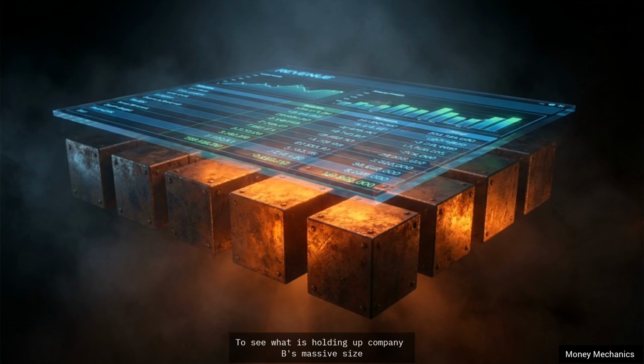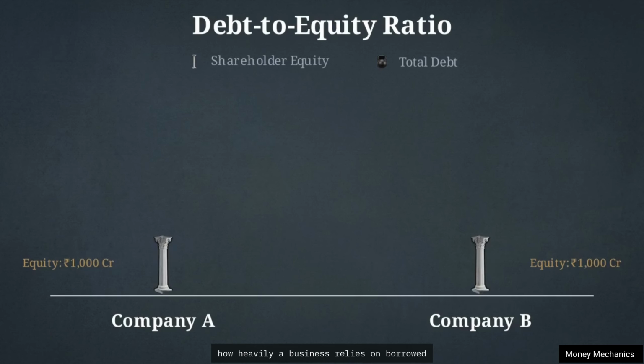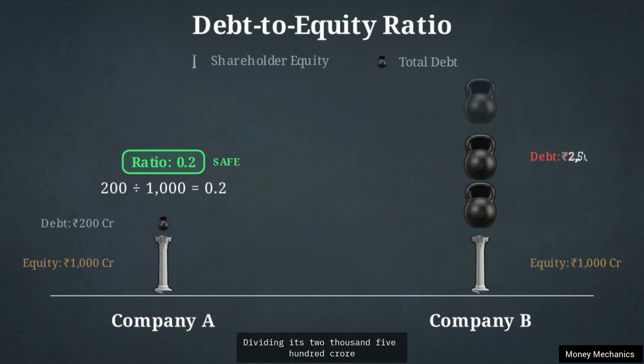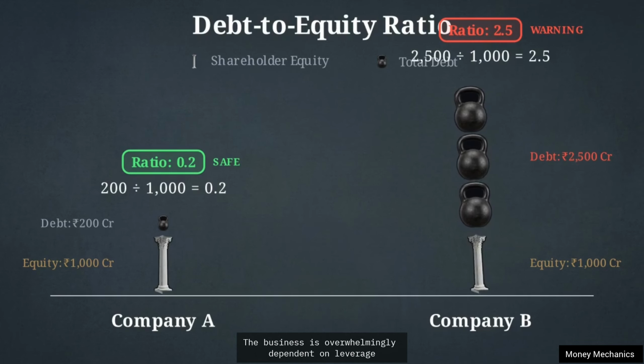To see what is holding up Company B's massive size, we have to look past the income statement and examine the balance sheet. This visual scale demonstrates the debt-to-equity ratio. This metric measures exactly how heavily a business relies on borrowed money compared to its own shareholder funds. For Company A, small debt divided by equity gives a safe ratio of 0.2. But look at Company B. Dividing its 2,500 crore debt by the same amount of equity results in a ratio of 2.5. The business is overwhelmingly dependent on leverage.